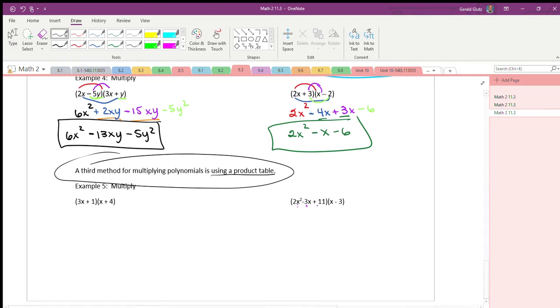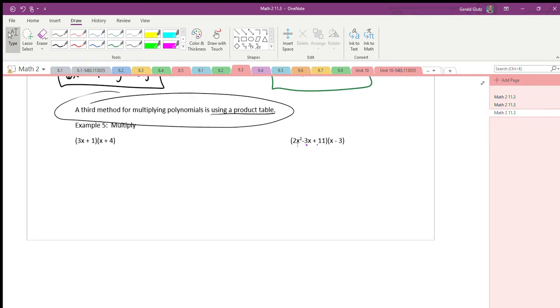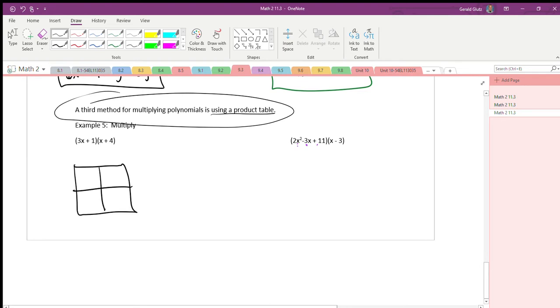And then finally, the method that I said you'll probably use most often is this little box method. So what we're going to do is take the first term, and it doesn't matter if you put it on the top or on the side, but I'll just put it on the top. So 3x is going to go above the first column, and then plus 1. Then I'm going to take the second binomial, x plus 4.